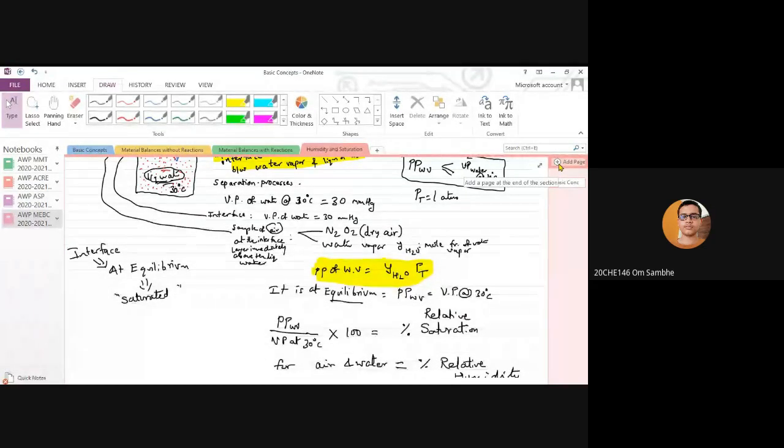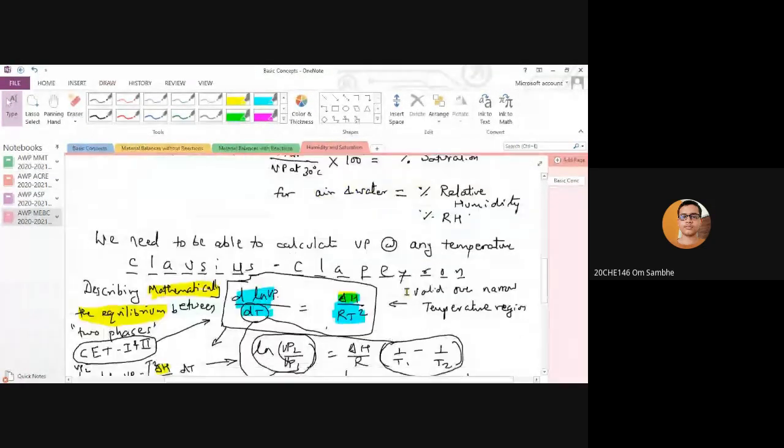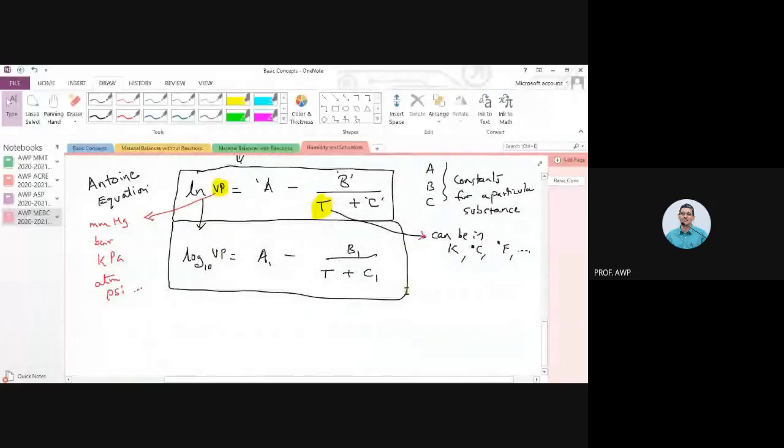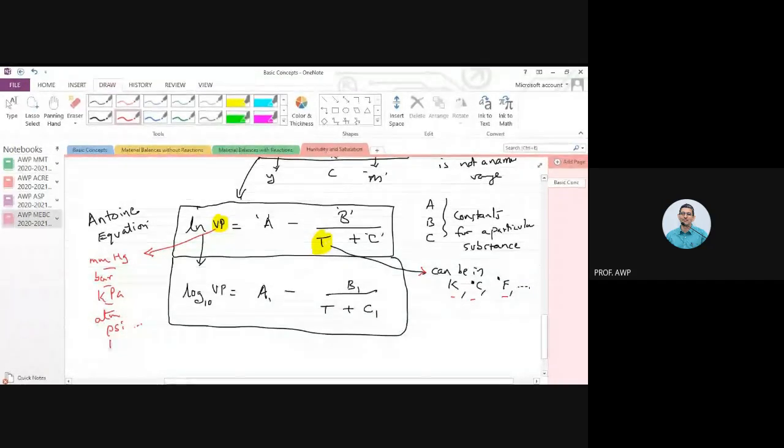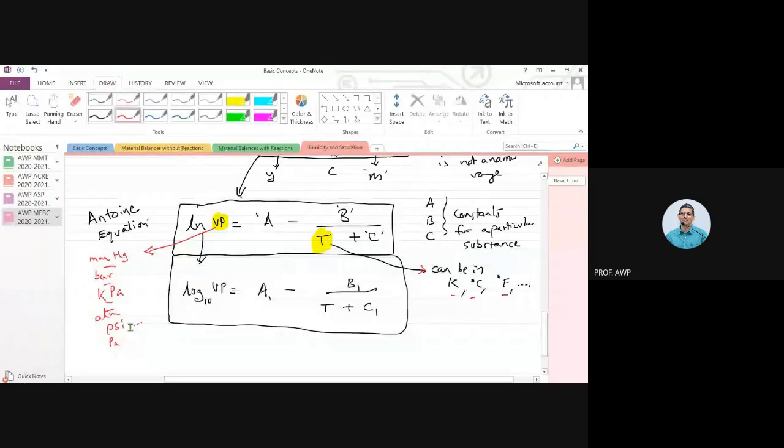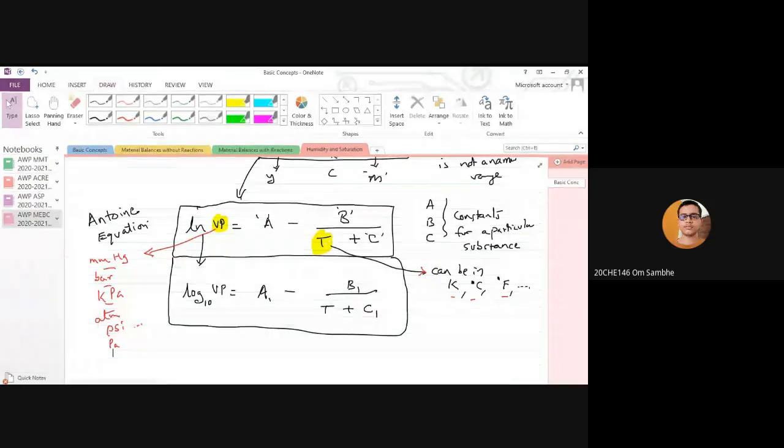Sir, it is not compulsory that temperature must be in Kelvin? Yeah, that's what I'm saying. Temperature can be in any set of units: Kelvin, degrees centigrade, degrees Fahrenheit. Pressure can be mmHg, bar, kilopascal, pascal, atmosphere, psi, any unit of pressure, any unit of temperature. Correspondingly, the constants will be different. Okay, so constants will be given. Okay, sir. Thank you.